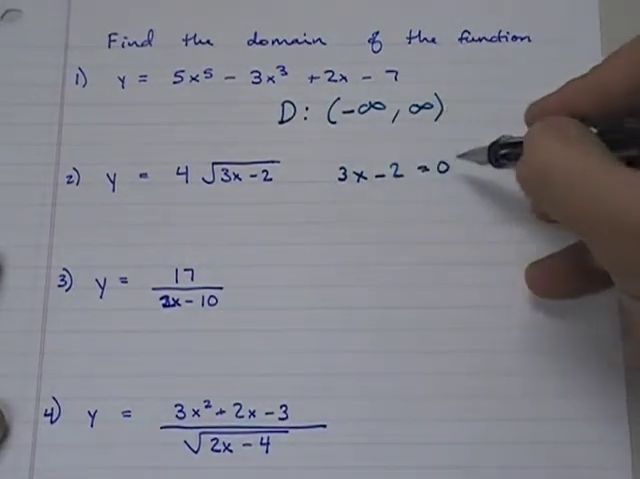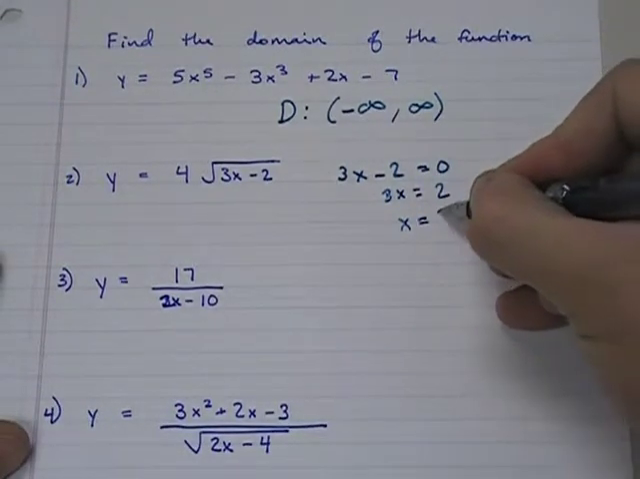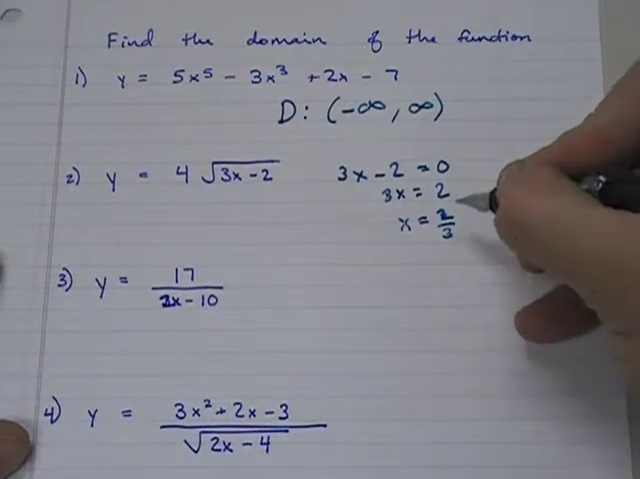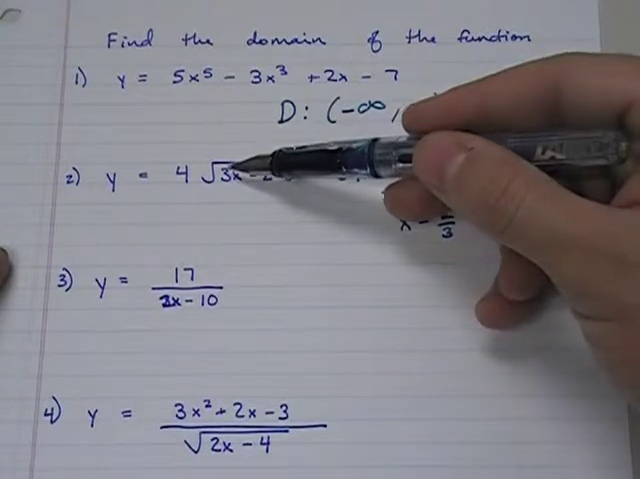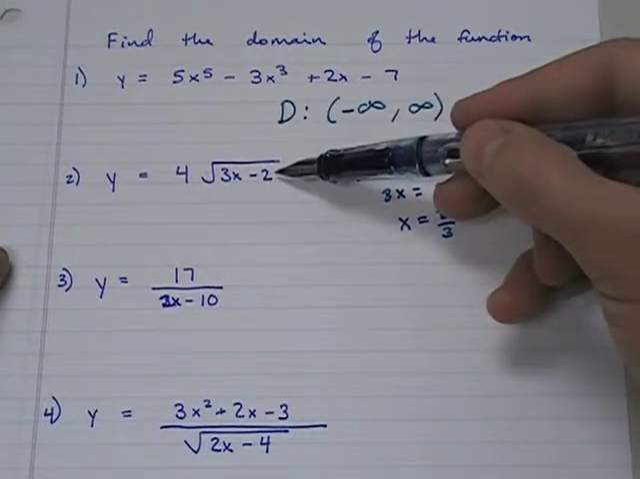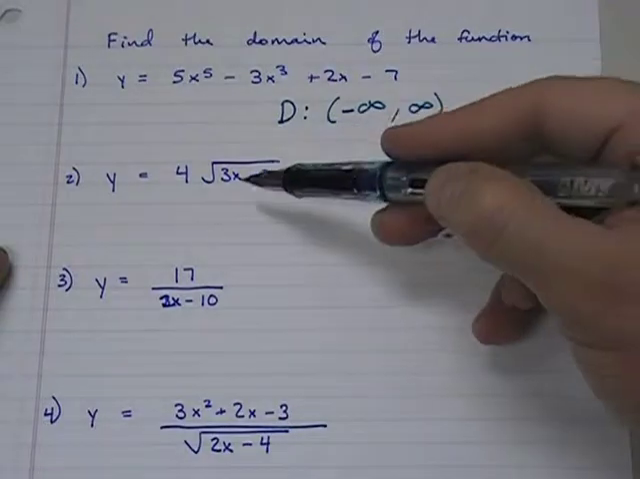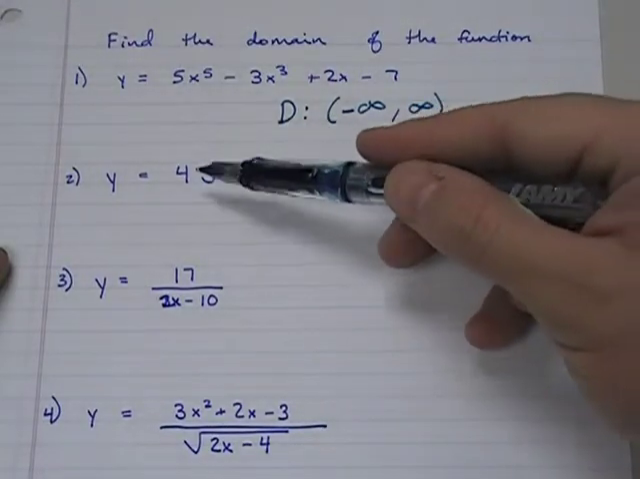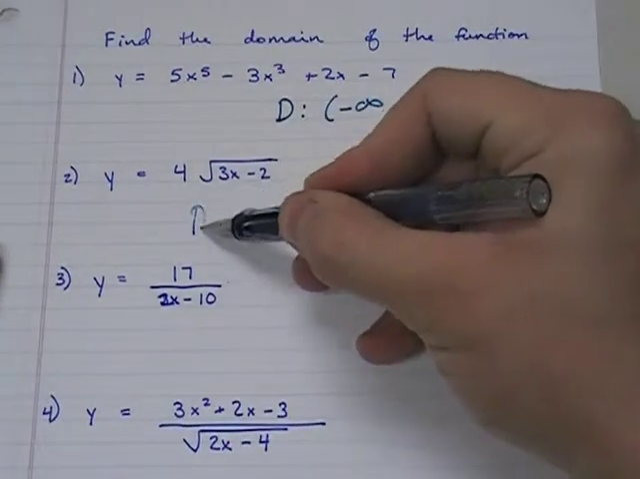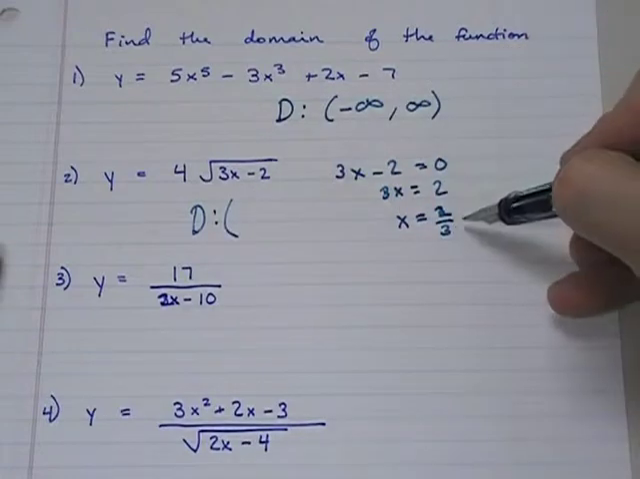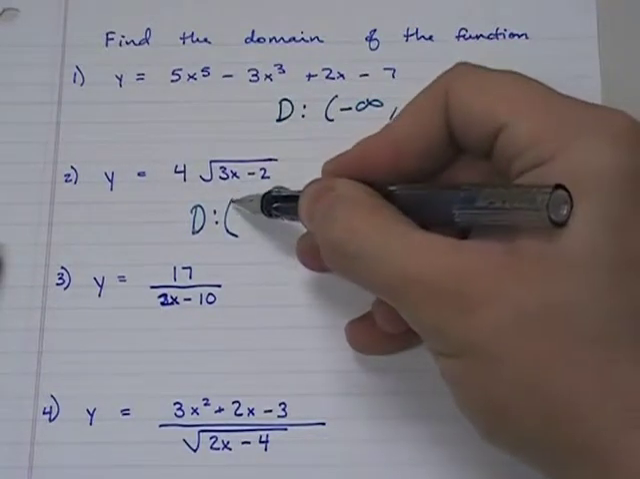So 3x minus 2 equals 0. We get 3x equals 2, x equals 2/3. Now what that means is if x equals 2/3, 3 times 2/3 is 2. 2 minus 2 is 0. Anything less than this number will cause this radical to be negative, and you can't take the square root of a negative number. So that means the domain of this function will be 2/3 to infinity. It can be 2/3 or it can be higher.